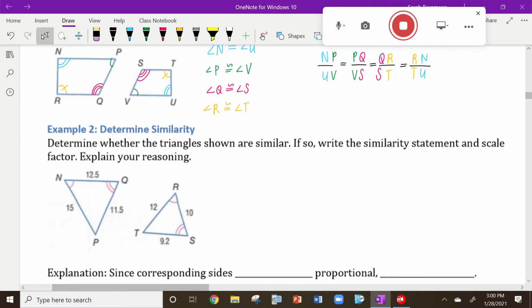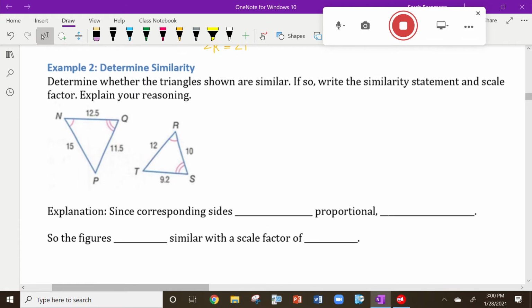Now we will work on determining whether two triangles are similar or not. So in order for these triangles to be similar, all the angles have to be congruent and the sides must be in proportion. So let's check, are these sides all proportional? So let's find a pair that look like they would be corresponding. I see that angle N and R are congruent as well as Q and S. So what that means is that NQ must correspond to RS. So I'm going to see what is that ratio, 12.5 over 10.